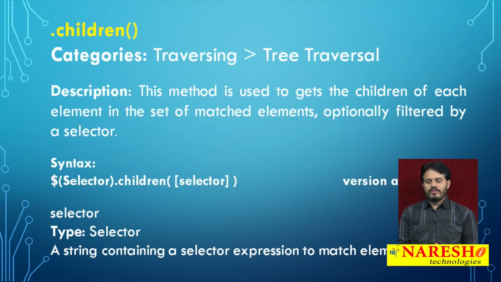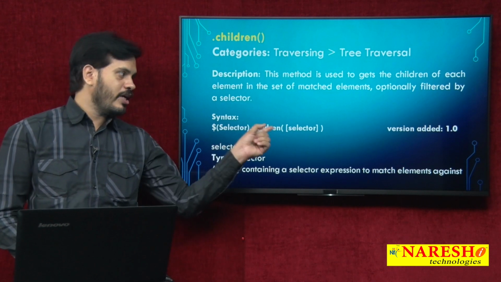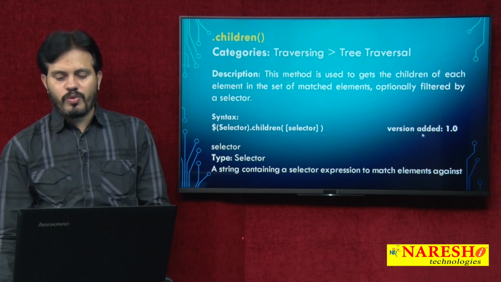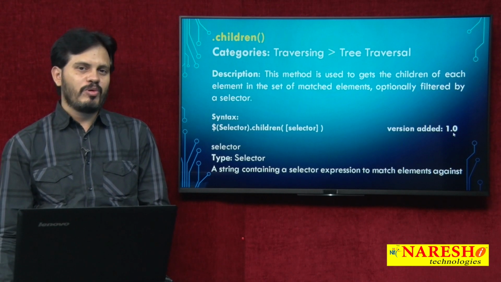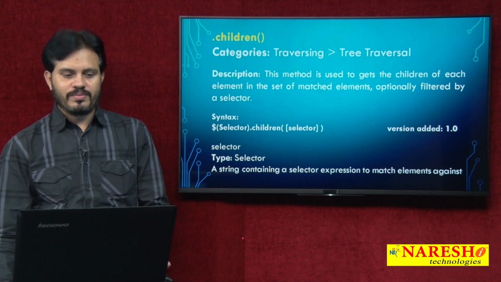What is the syntax? $ of selector to select a set of elements, and for each selected element, look for all their children elements, and among all the children elements it can also be filtered out by using this optional selector, the selector expression that I have given. And this method was added in version 1.0 of the jQuery library. It means from the beginning version this method is available.